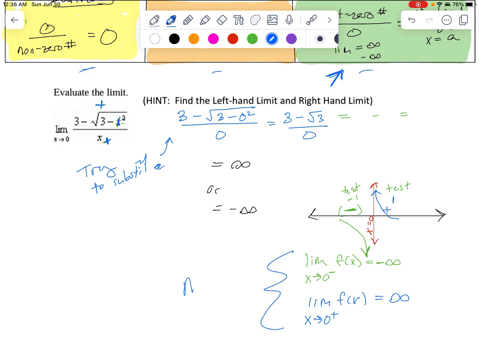These are not equal, which means there's nothing I can put on this limit that would be the same. If they were both going up, then I would put infinity. If they were both going down, then I put -infinity. But since they're going different directions, I have to say does not exist.